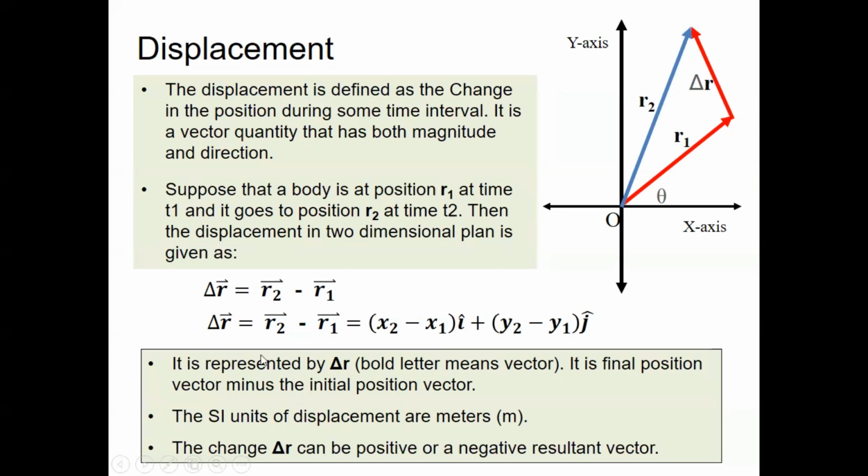Delta r, the two-dimensional displacement vector, is shown here by the bold letter: the final position vector minus the initial position vector. Standard international units for the displacement are meters, and the change delta r can be a positive or negative resultant vector.